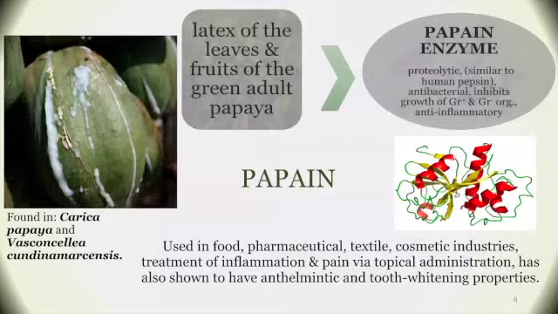Finally, we get to papain enzyme. So this enzyme is collected from a green papaya fruit, which is cut on its surface. And as you see in the image, the latex then accumulates on the surface of the fruit, where it can be allowed to dry, or it can be collected in small containers and then dried further.